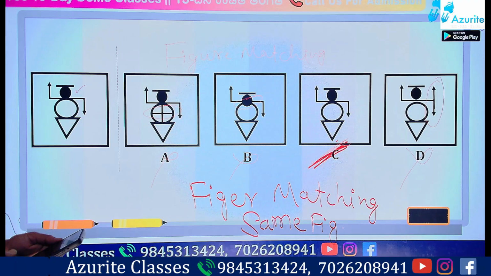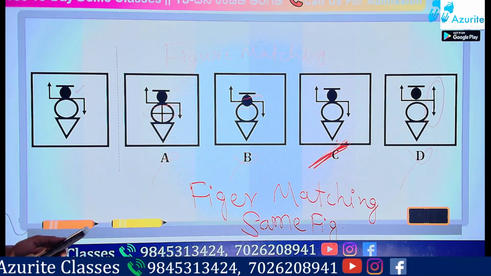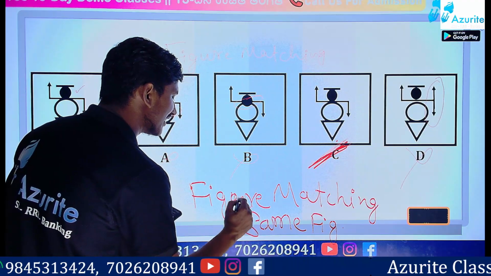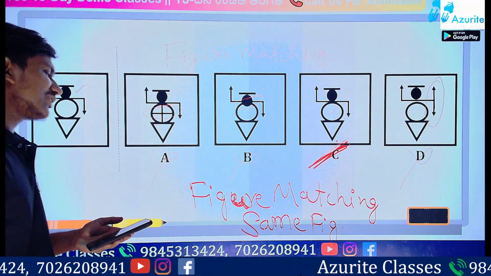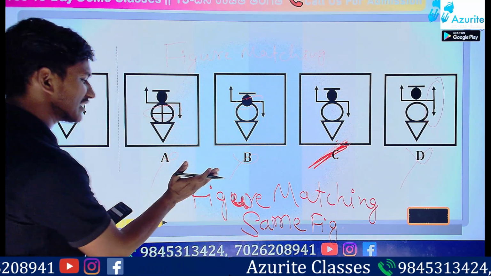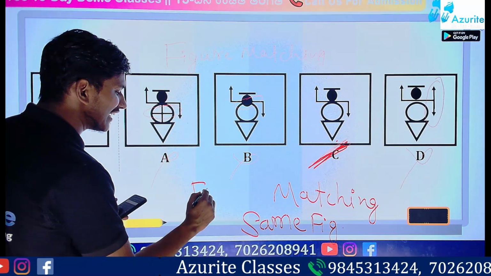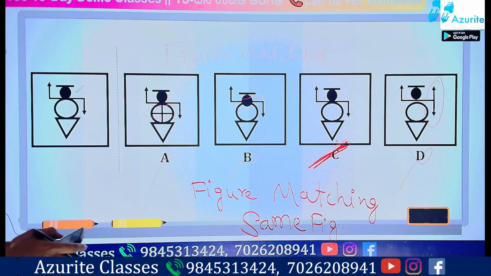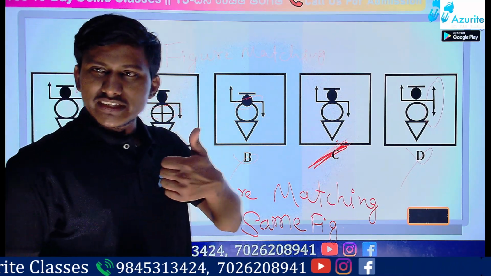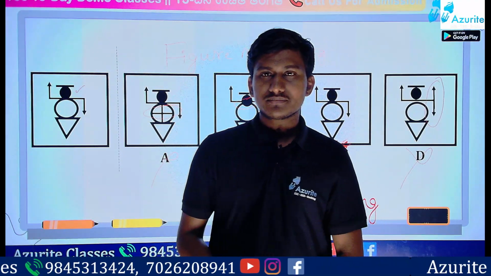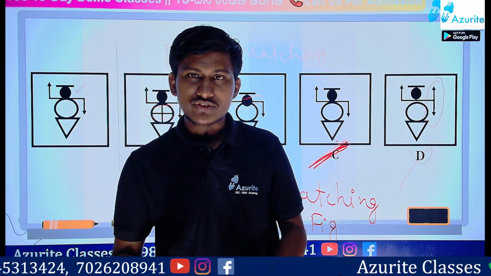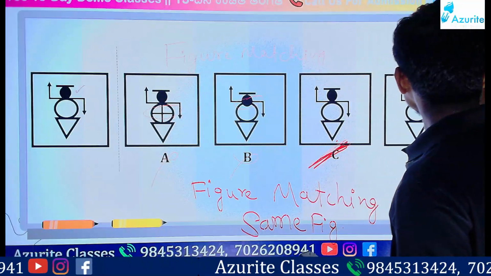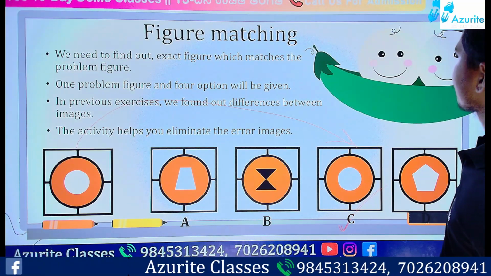Spelling is figure, right? Okay. Figure, figure. Yes, yes, I missed it. Okay. So the spelling is figure. Figure matching. Okay? Okay, good. So should we go to the next question now? Yes, tell me. Okay. So everyone understood this? Yes, sir.